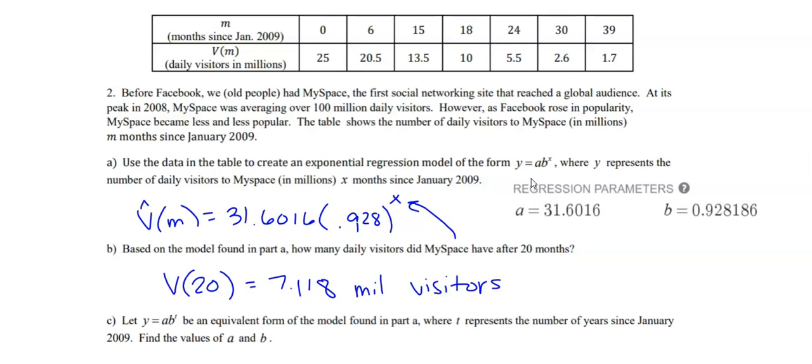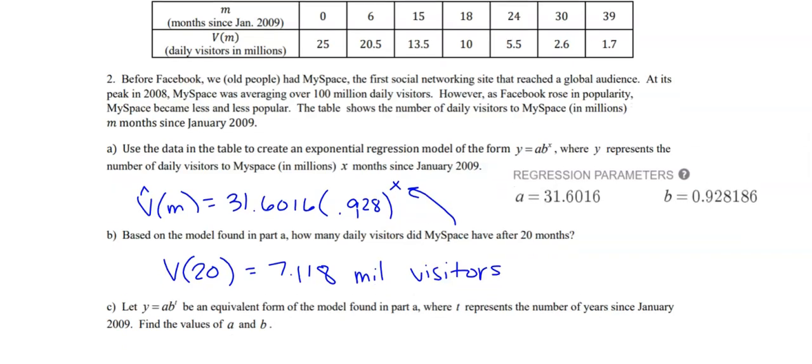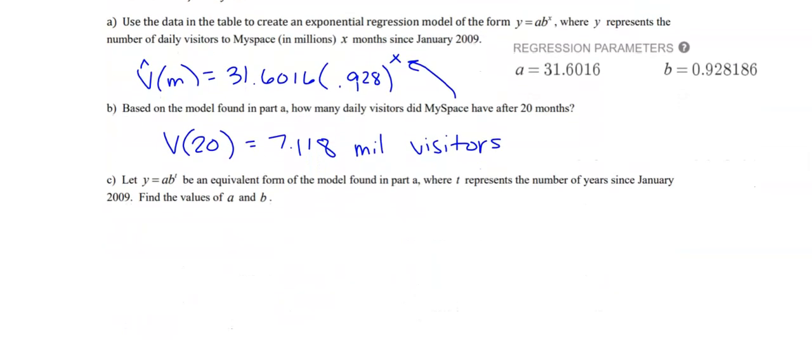Okay. And then in part C here, it says let y equals a b to the t be an equivalent form of the model found in part A, where t represents the number of years since January 2009. Find the values of a and b. Okay, so the difference here is our original equation was based on months, and now we're writing a new equation, but this time we're using years. So the question is, how do we do that? Well, there are 12 months in 1 year.